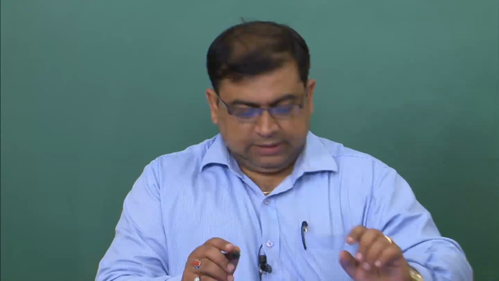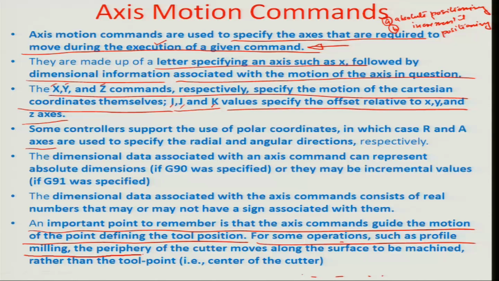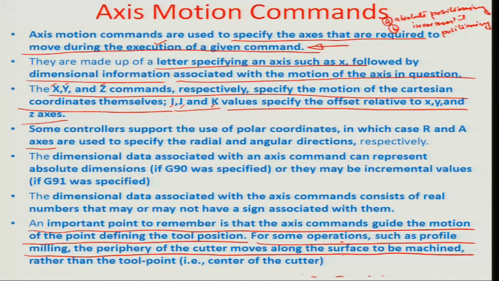An important point to remember is that the axis commands guide the motion of the point defining the tool position. For some operations such as profile milling, the problem happens because now the periphery of the cutter moves along the surface that has to be machined rather than the tool point. The tool point in this case is the center of the cutter.